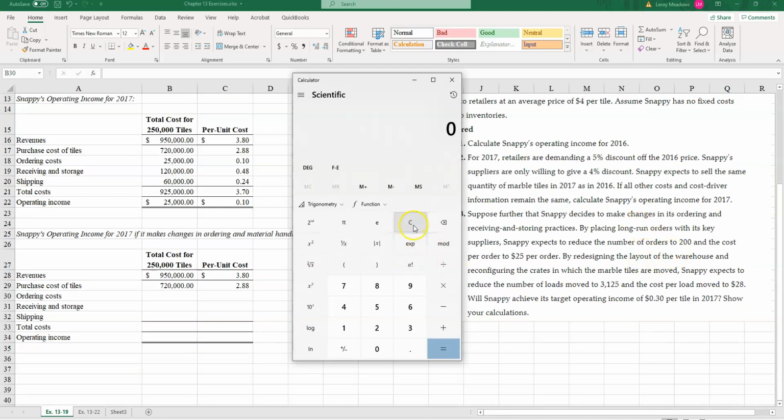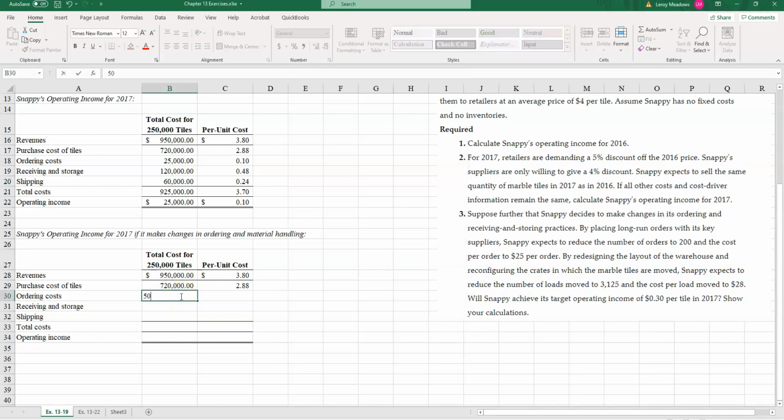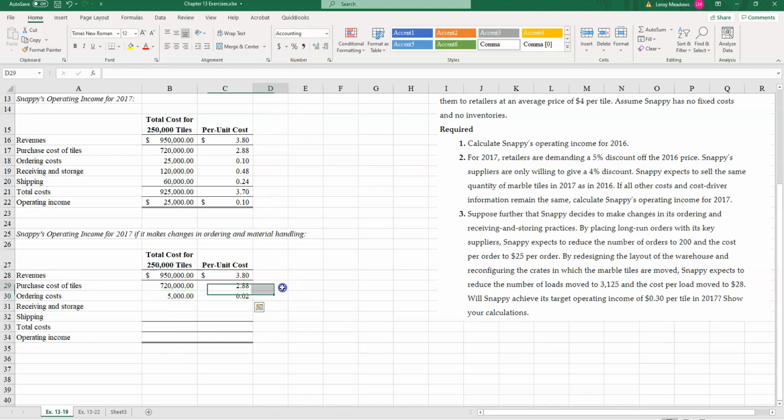So what's my total ordering cost now if I decide to make changes? Well, it's going to be 200 orders, and each order is going to cost me $25. So the ordering costs are going to be reduced down to $5,000. So we're on a good start here. And on a per unit basis here, what is that? 5,000 divided by 250,000. And that's going to be 2 cents per tile there.